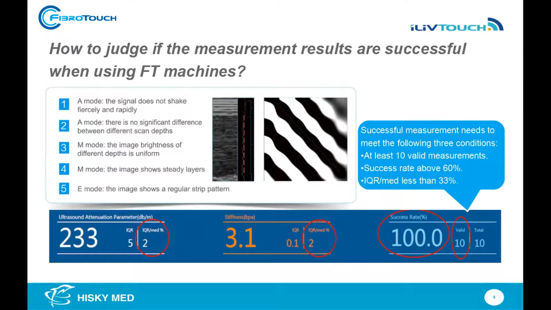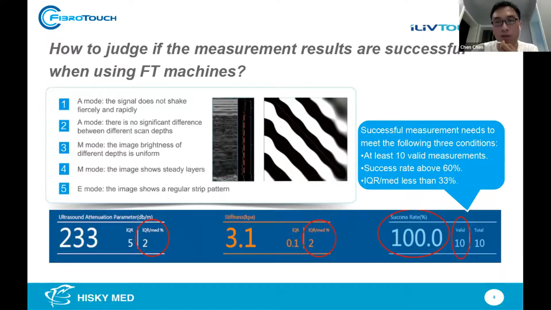And the success rate, we will control it above 60%. And the IQR on median is another parameter which will help us to control the deviation degree of all the results. So for example, if I measure these patients, the results we get should be very similar. There should not be a very large range. So we use the IQR on median parameter to control the deviation degree of all the results.